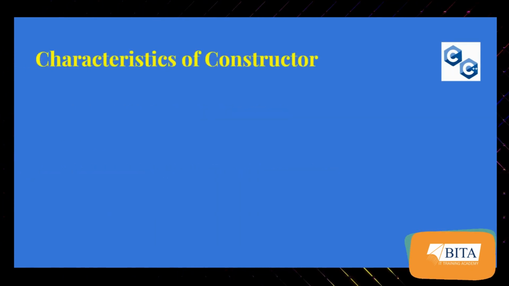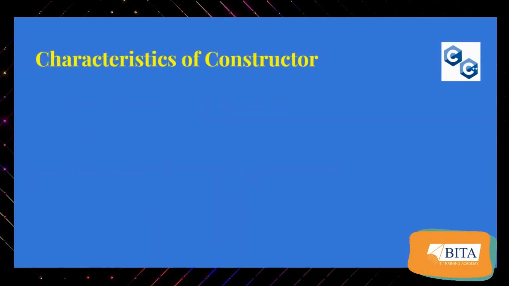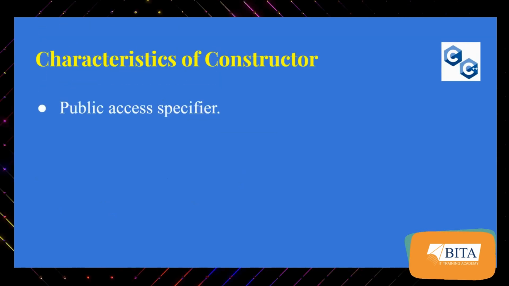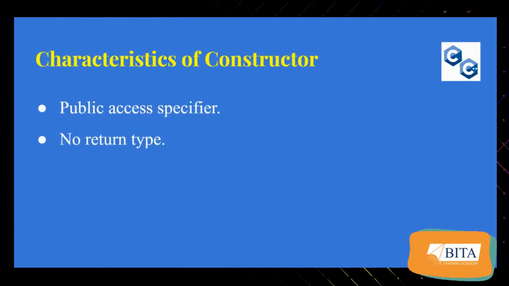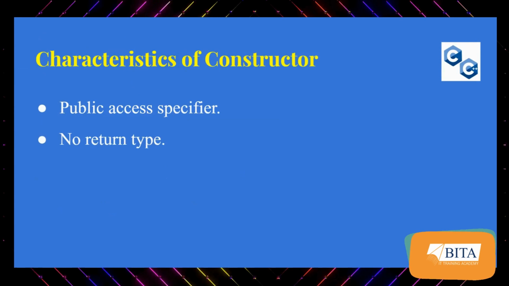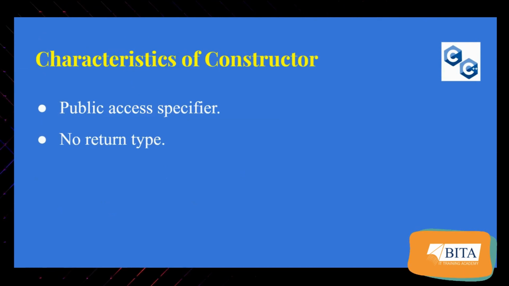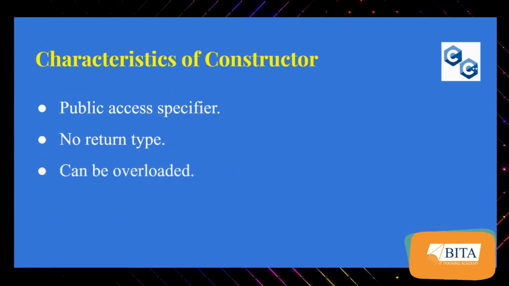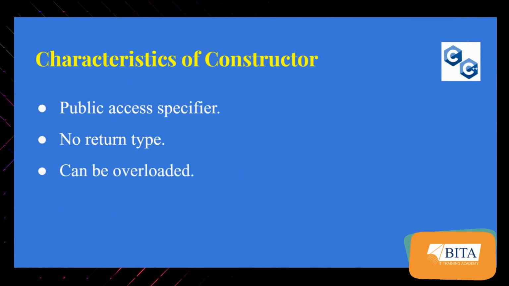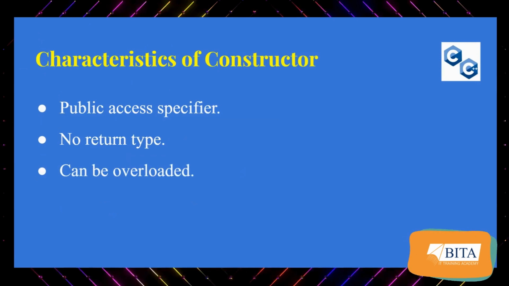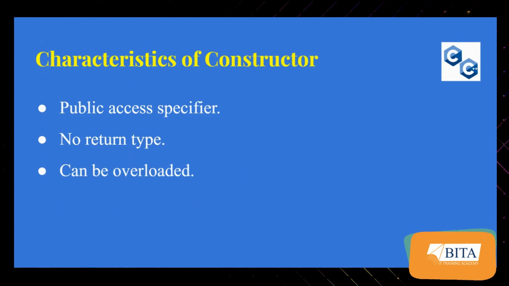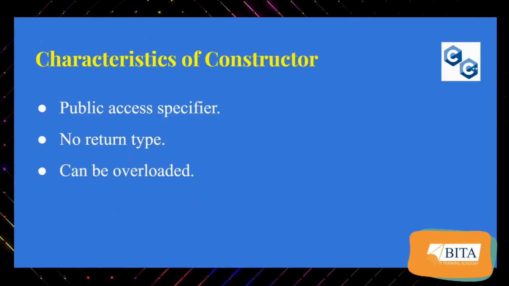We'll learn about the characteristics. The class name and the constructor name are the same, and it comes under the public access specifier. It cannot be declared as private. It has no return type, and it cannot be virtual, but it can be overloaded. If the constructors aren't specified, the C++ compiler auto-generates a default constructor for objects.